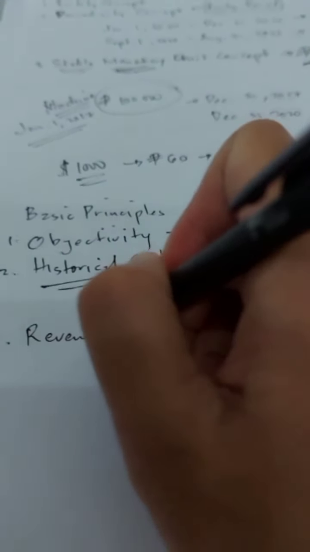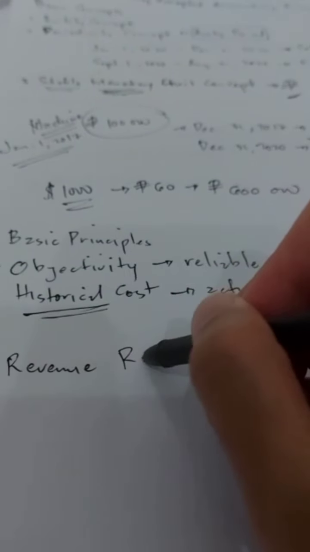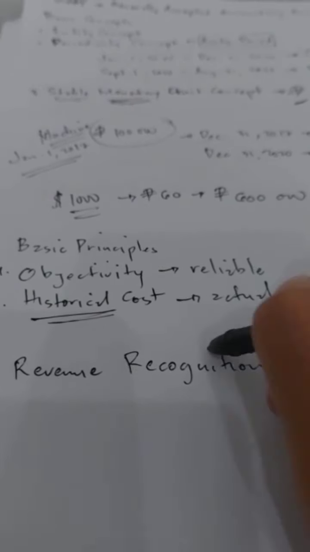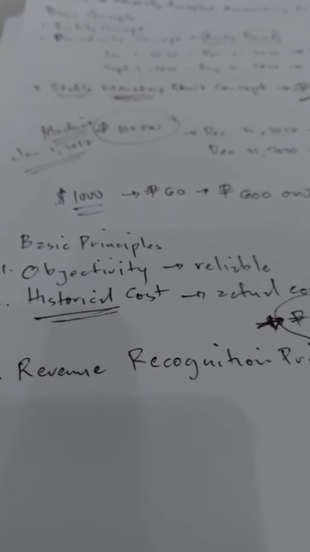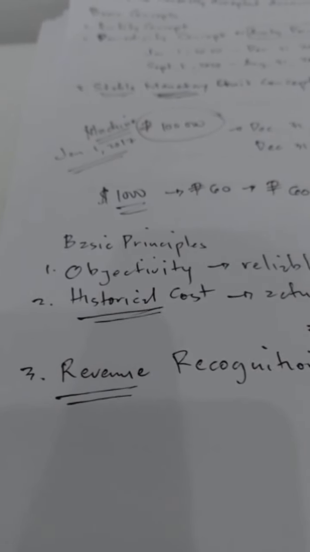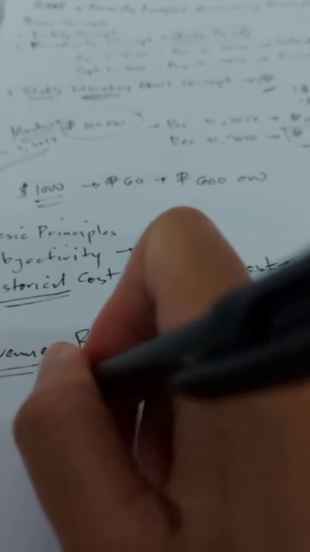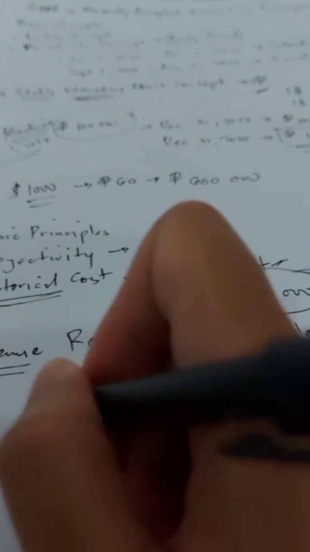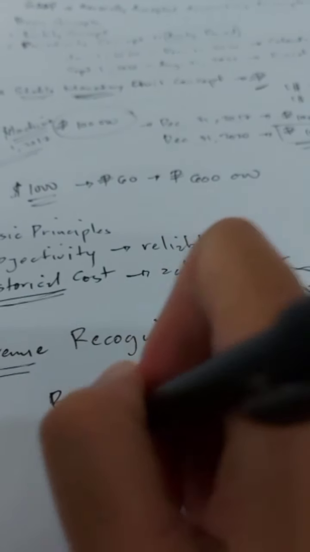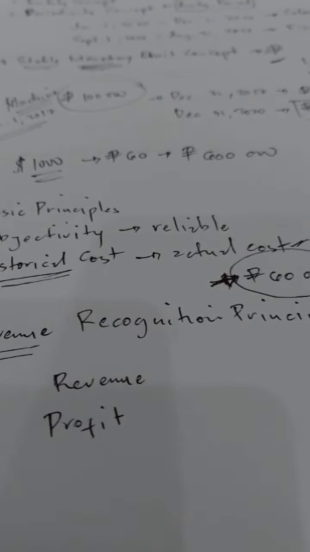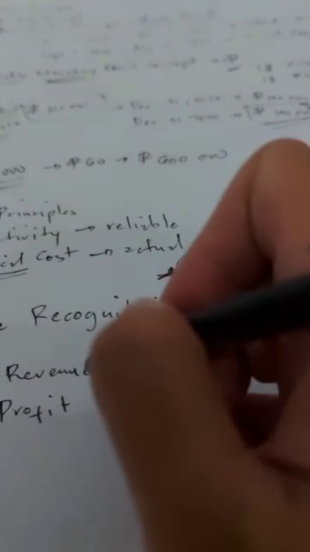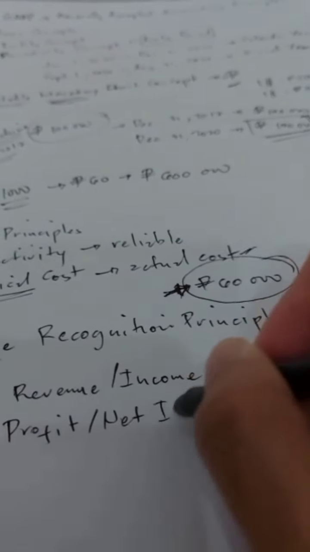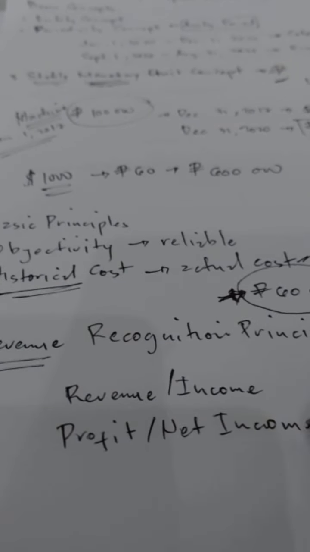Yung pangatlo naman, revenue recognition principle. Okay. So, yung mga ABM ng senior high, familiar na kung ano yung revenue. Pag sinabi nating revenue, magkaiba ito sa profit. Okay. So, ang revenue or income, pareho sila. Ang profit at net income, pareho sila. Okay. So, ano yung revenue?